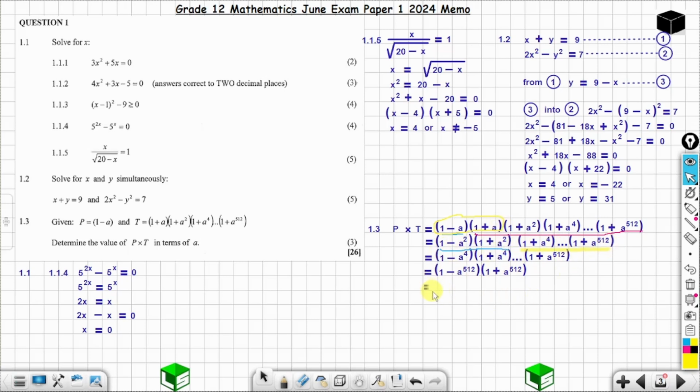So this is equal to 1 times 1, it's 1, and then you have minus a to the power of 512 times a to the power of 512. You're going to have minus a to the power of this. Okay, you add your exponent. So this is the final answer.